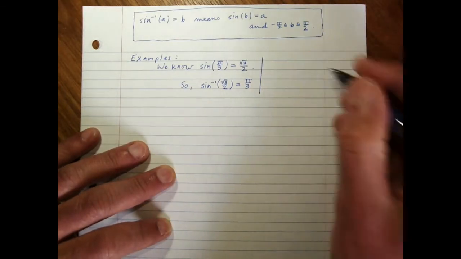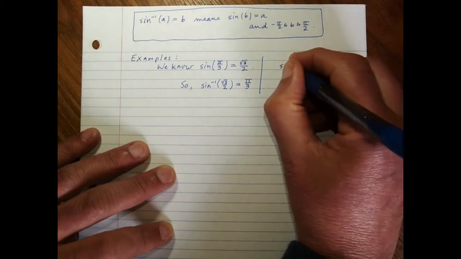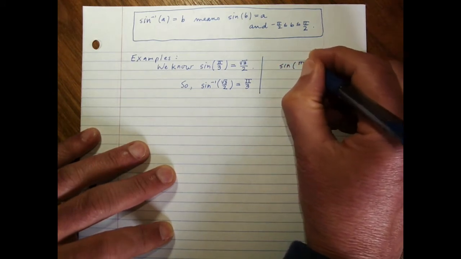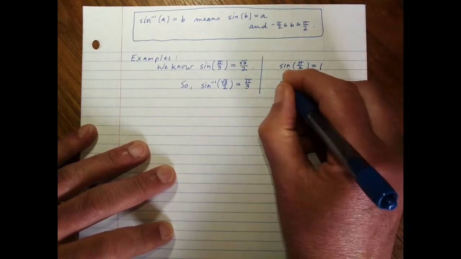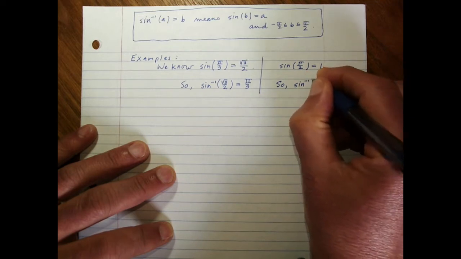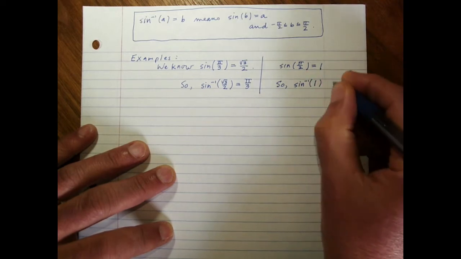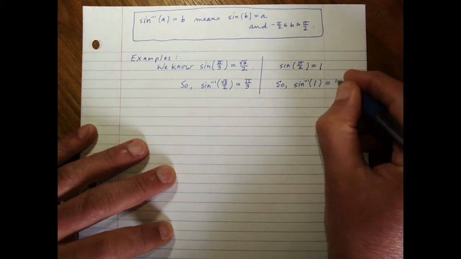Another example is we know sine of pi over 2, sine of 90 degrees, is 1. So we could say sine inverse of 1, the output of the sine function, equals pi over 2.